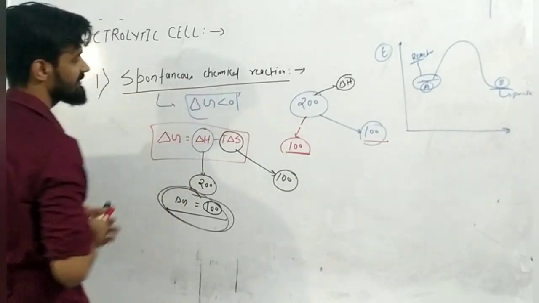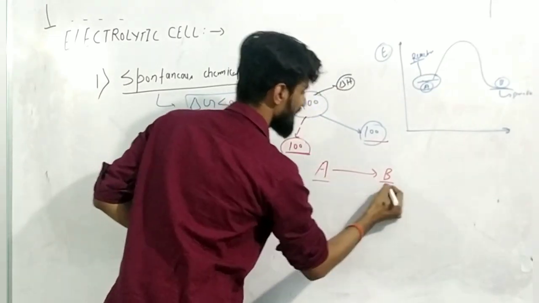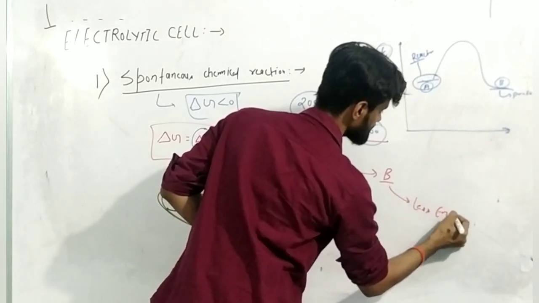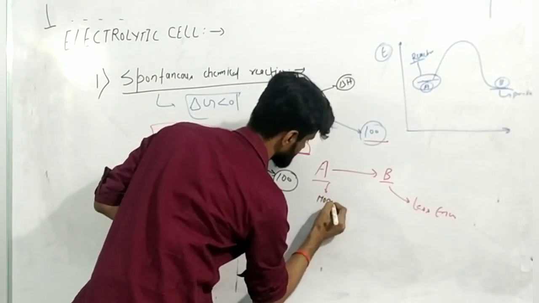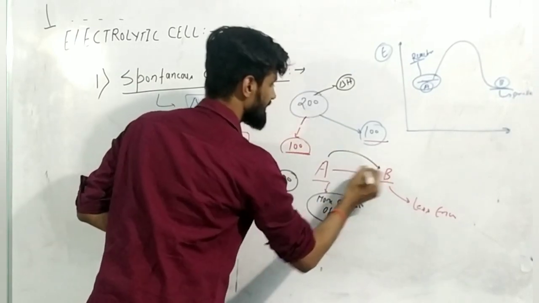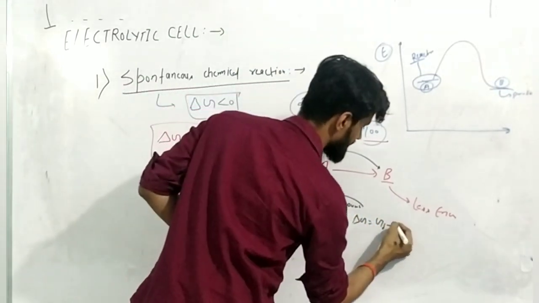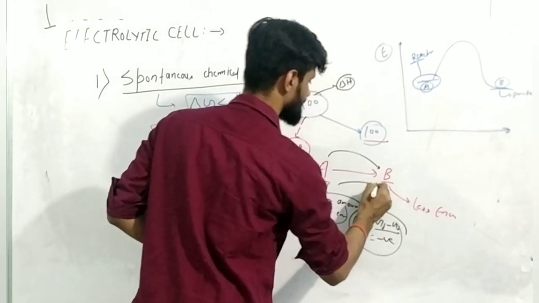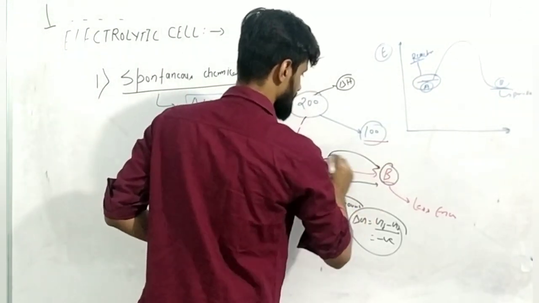So for a spontaneous chemical reaction, if there is a reactant A which is getting converted into product, the product should have less energy, and the reactant will contain more energy. Then delta G is equal to the potential energy of product minus potential energy of reactant, and that should be less than 0. Then this reaction will be spontaneous, and it will continuously form the product B.